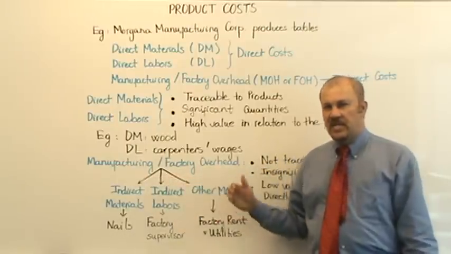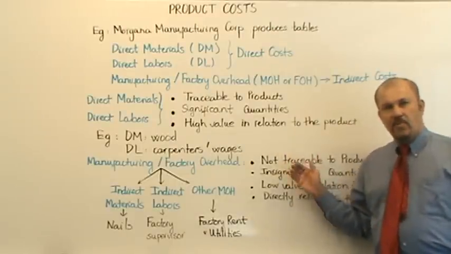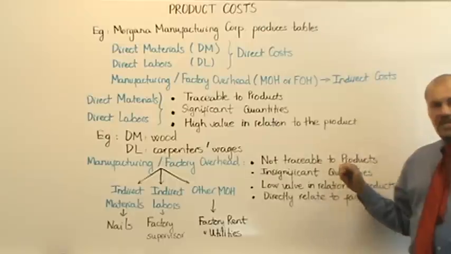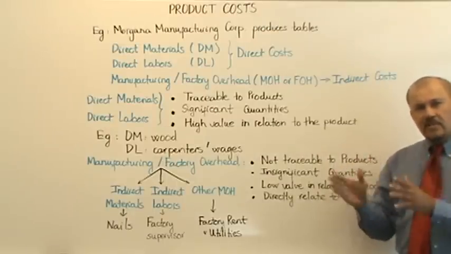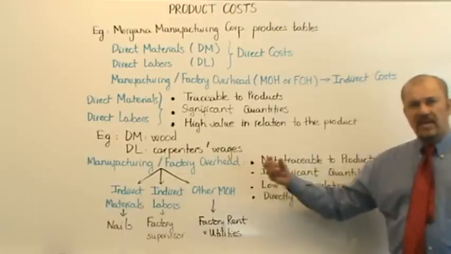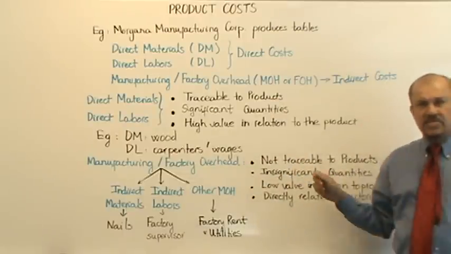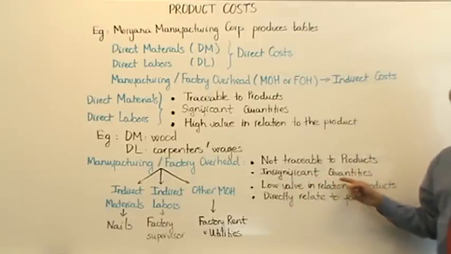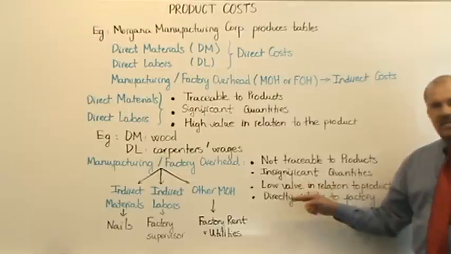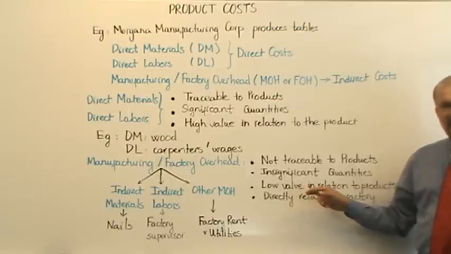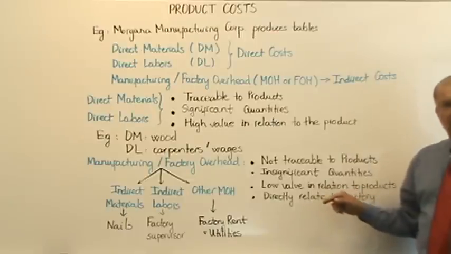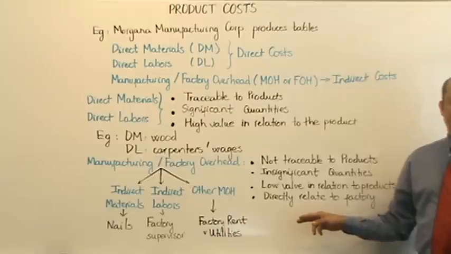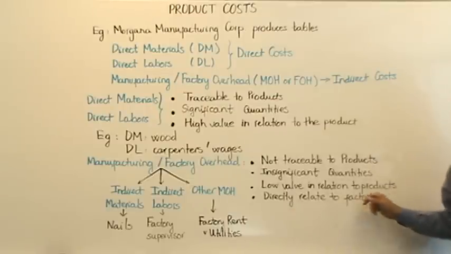Before we get into the specifics, let's look at some of the items that make up manufacturing overhead. They are not traceable to the product. In this case, the product again we're manufacturing is a table. So a manufacturing overhead cost cannot directly be traced to the table. Next, the manufacturing overhead cost is in insignificant quantities. Third, the value of a manufacturing overhead item taken by itself may be relatively small or low in relation to the overall product cost. And finally, every manufacturing overhead item is directly related to the factory.